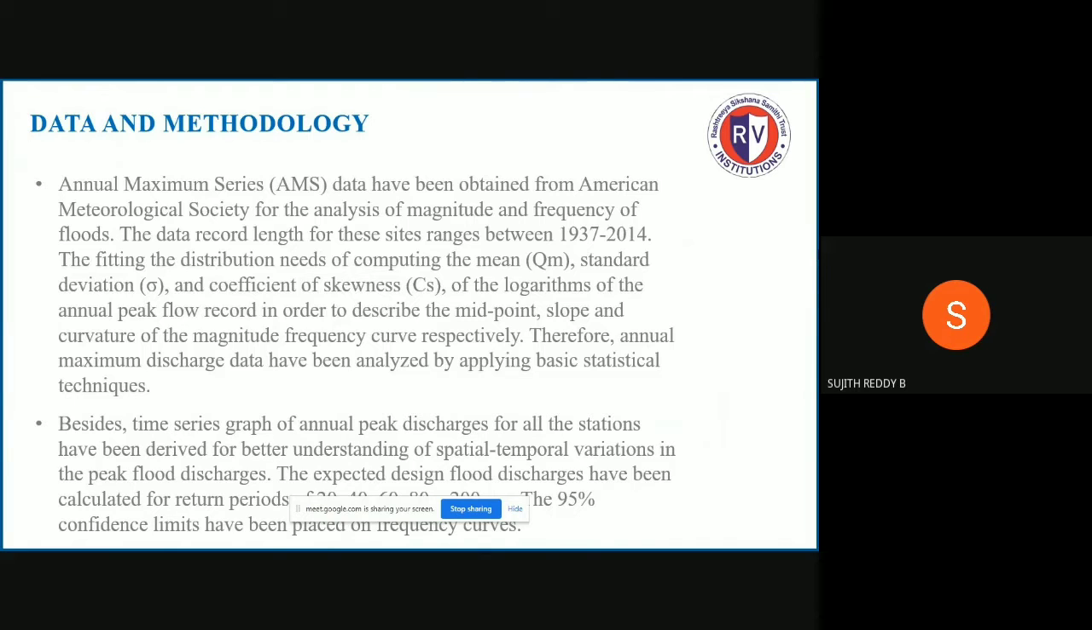For this, the mean rainfall, the standard deviation and the skewness coefficient are to be calculated before. Therefore, annual maximum discharge data has been analyzed by applying basic statistical techniques. Besides, time series graphs of annual peak discharges have also been calculated apart from the recurrence period of the rainfall. The expected design flood discharges have also been calculated for the return periods of 20 years, 40 years, 60 years, and so on. Also, the 95% confidence, which is nothing but the 95th percentile, has been placed on frequency curves.